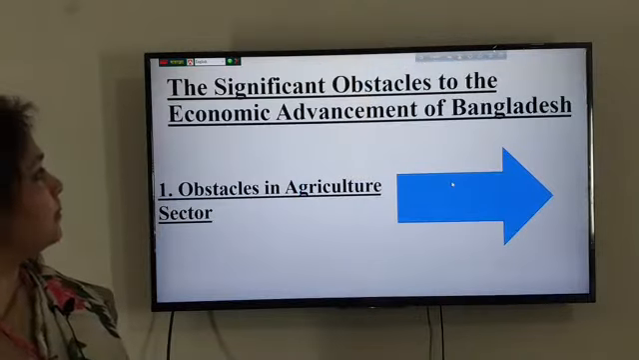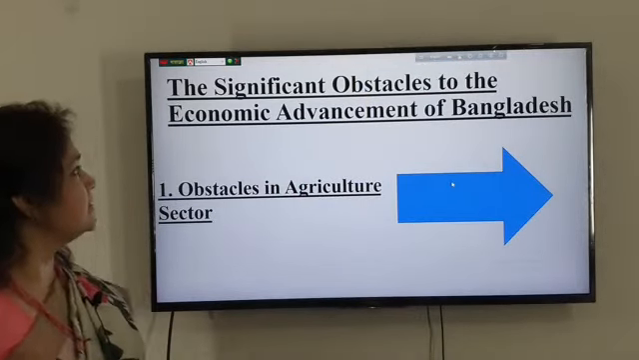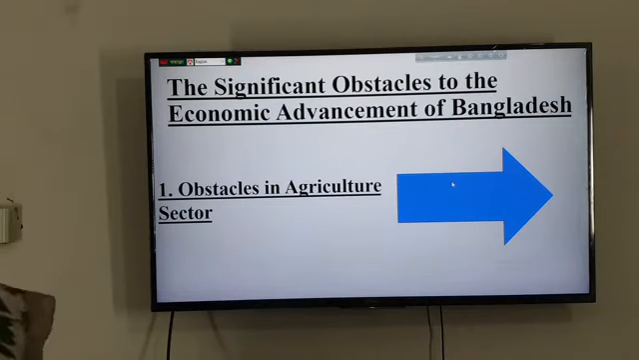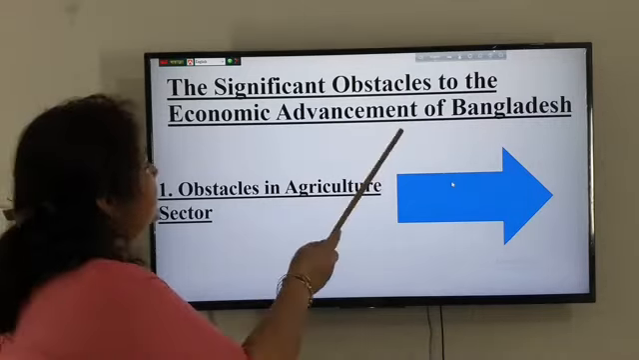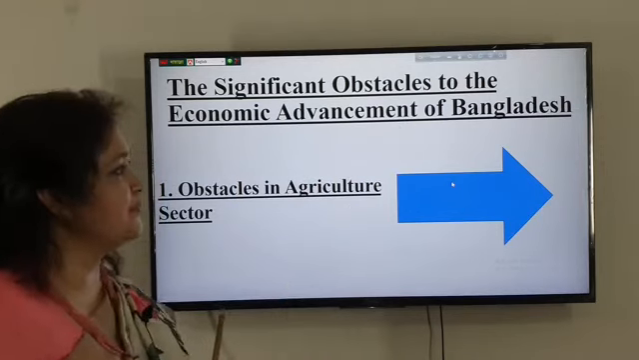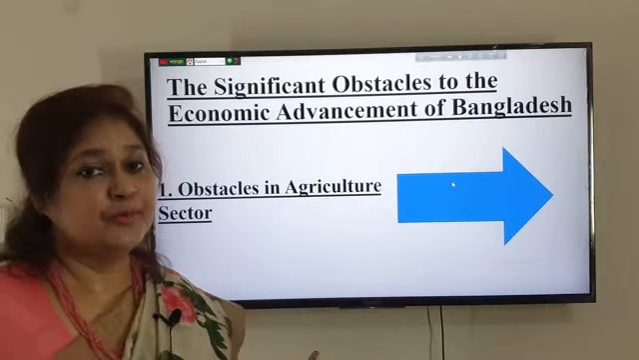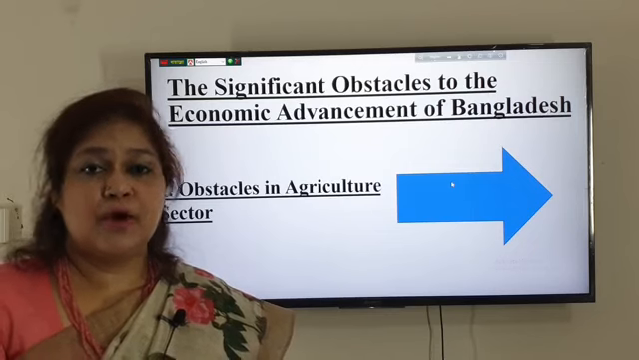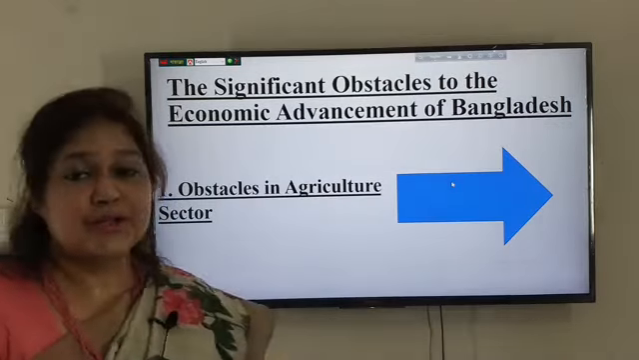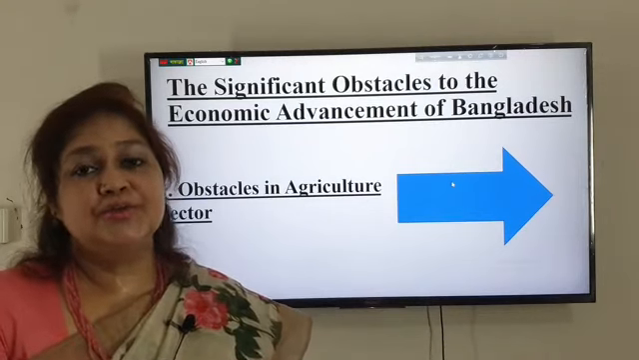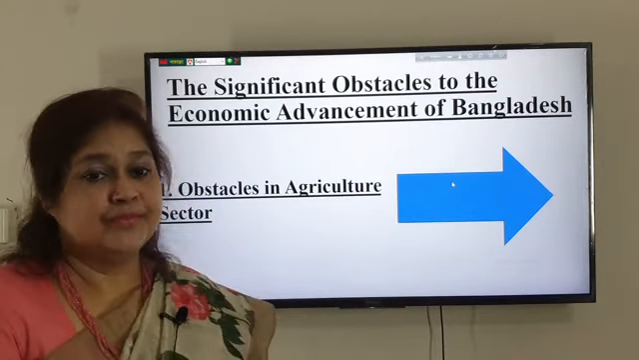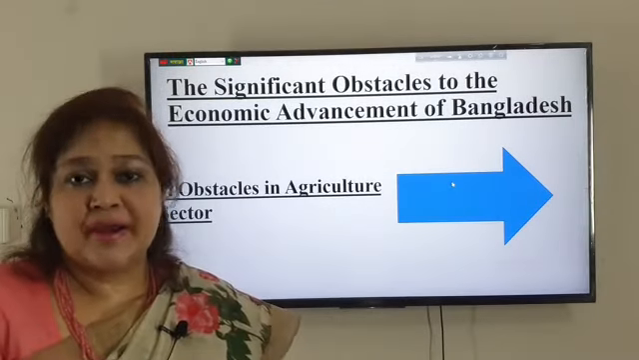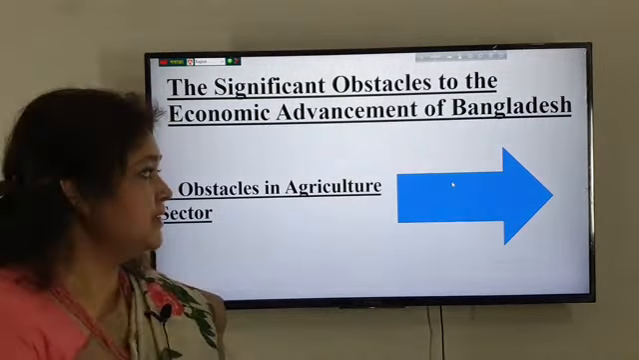Then, the significant obstacles to the economic advancement of Bangladesh. As Bangladesh is a developing country, we see there are different types of social and economic problems in our national life. So we need to detect these problems, which create barriers to economic development in our country.